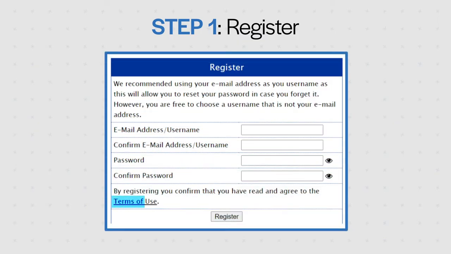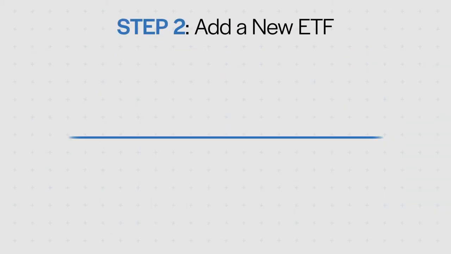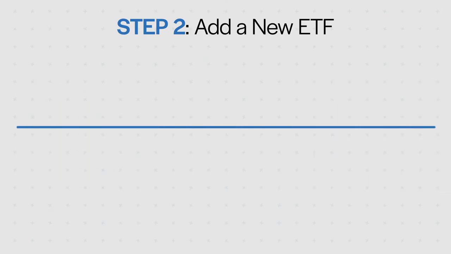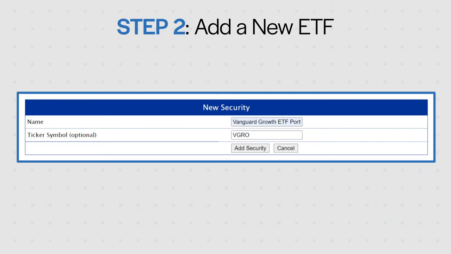To get started with adjustedcostbase.ca, the first step is to read and agree to the terms of use and register with your email address. Easy enough. Once you've registered and logged into the site, add the name of each ETF you hold in your non-registered accounts. To do this, click on New Security at the top of the page. From there, you'll be brought to a separate screen where you can input the ETF name and ticker symbol. For today's illustration, we've entered the Vanguard Growth ETF portfolio in the name field and VGrow in the ticker symbol field. Click the Add Security button to complete the process.